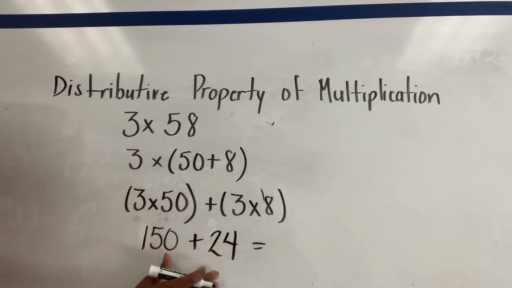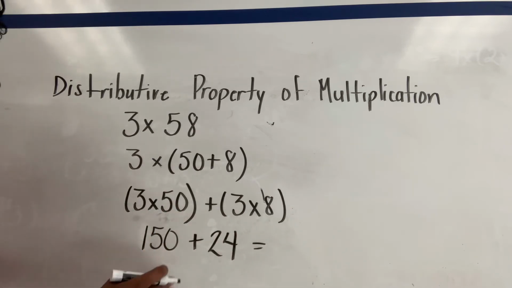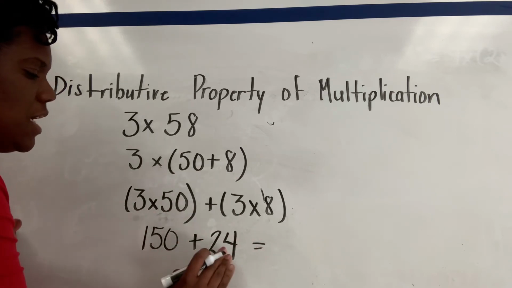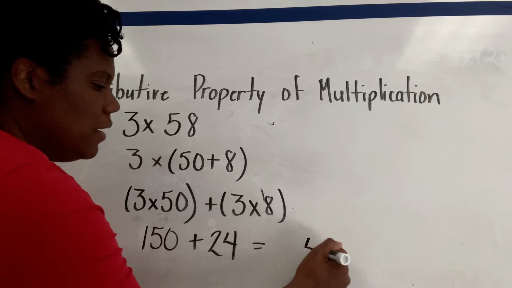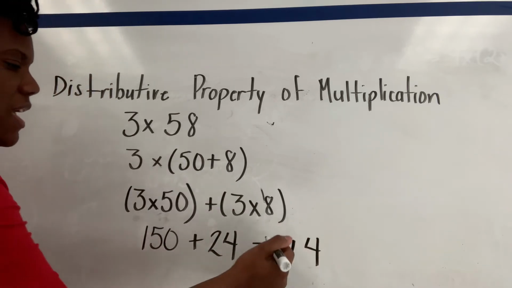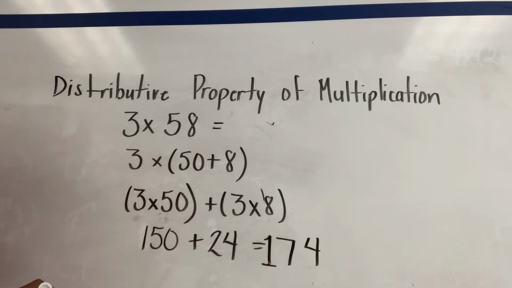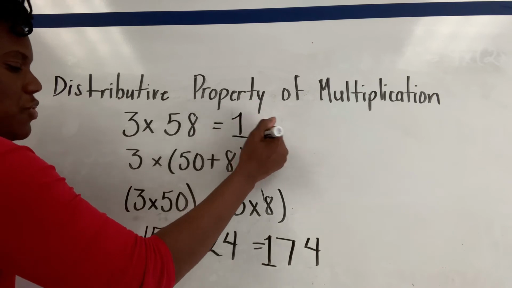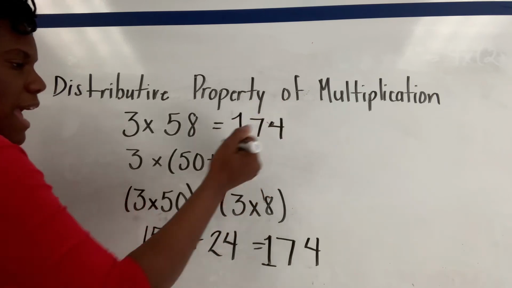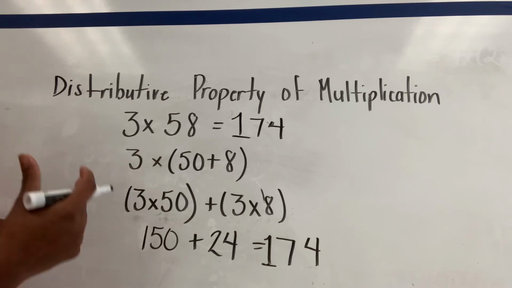Now that we have found our partial products, our final step is to find the product by adding up our partial products. So 150 plus 24, we have a 4 in the ones place, 7 in the tens, and a 1 in the hundreds. So 3 times 58 is 174. And this process, or this step of breaking, works with every number.